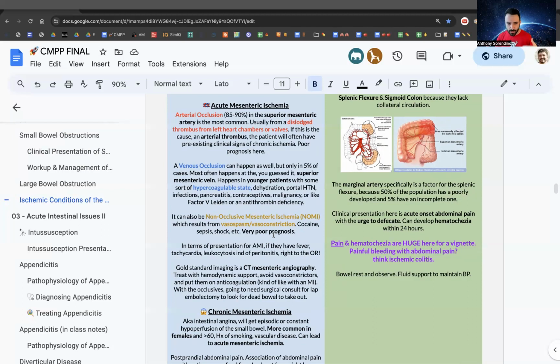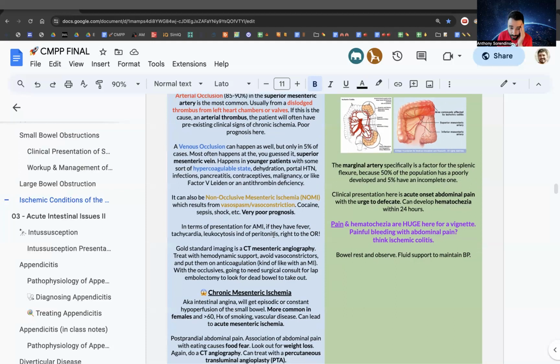The third one, which I think is really interesting, is non-occlusive. So it's not from an occlusion. It's actually called non-occlusive mesenteric ischemia, but it results from vasospasm or vasoconstriction. You can get this with cocaine, sepsis, or shock. This one has a very poor prognosis.